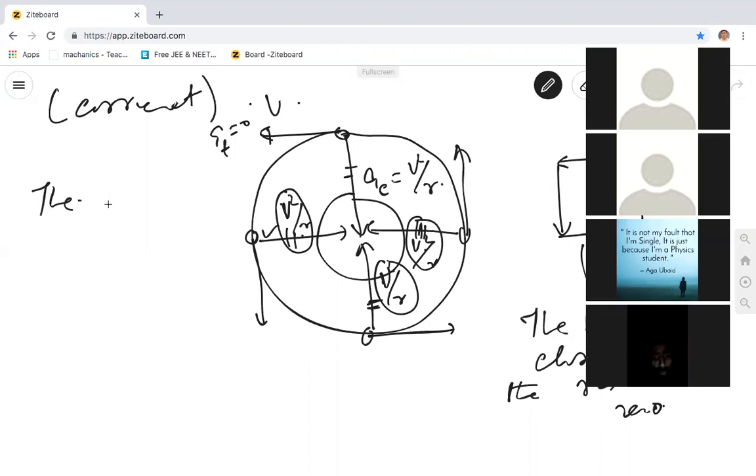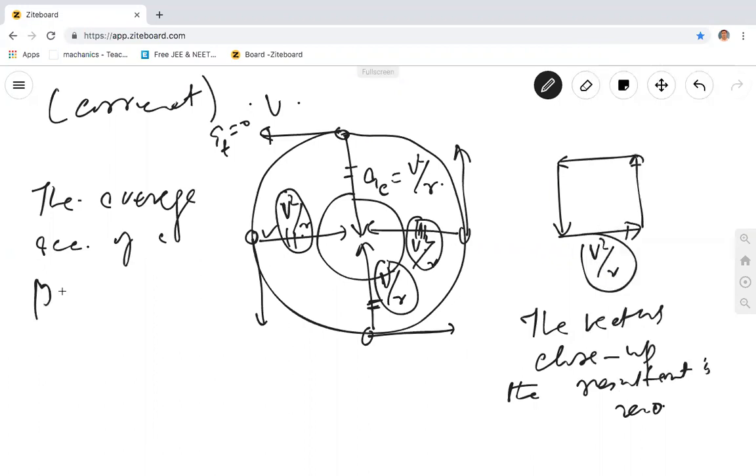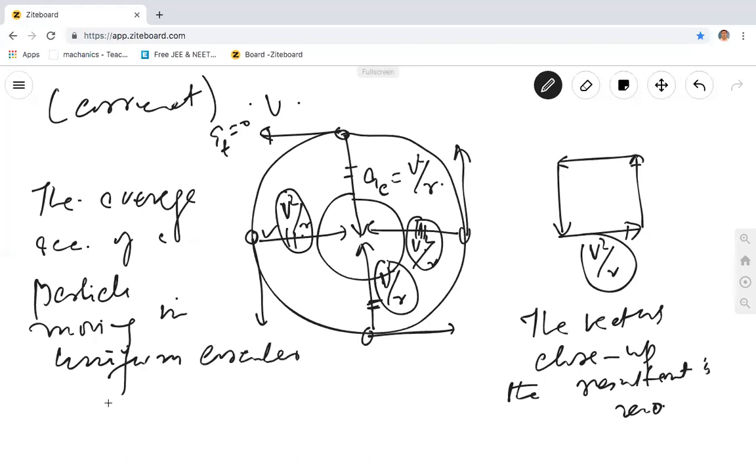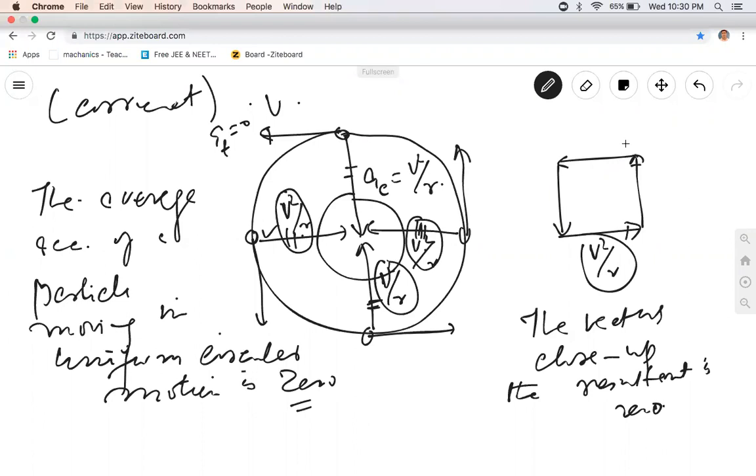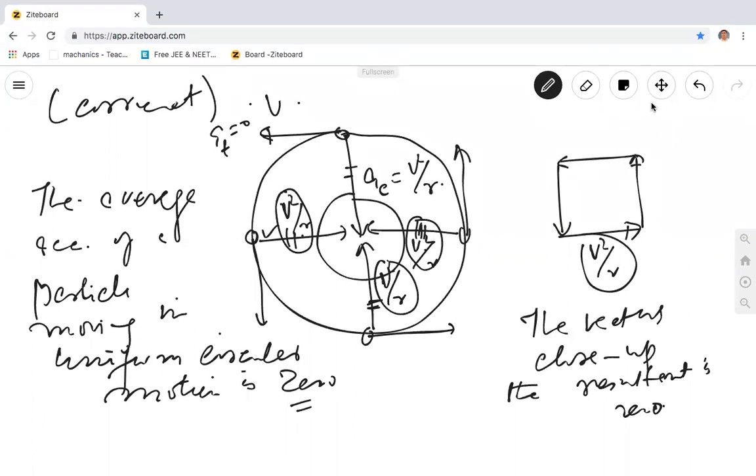The average acceleration of a particle moving in uniform circular motion is 0. Please remember it. Everybody should remember this statement. Okay, and I have proved it. I have added these four vectors and they are closed up, and therefore the resultant is 0. Okay, now see.